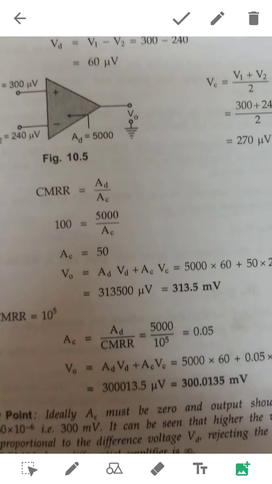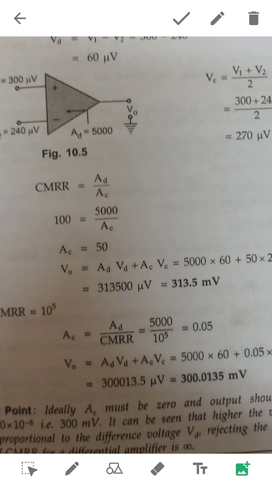So CMRR is AD by AC. CMRR for the first point is 100, AD is 5000, divided by AC. So AC is equal to 50. AC is equal to 50, that you can find. So 5000 divided by 100, you get AC equal to 50.